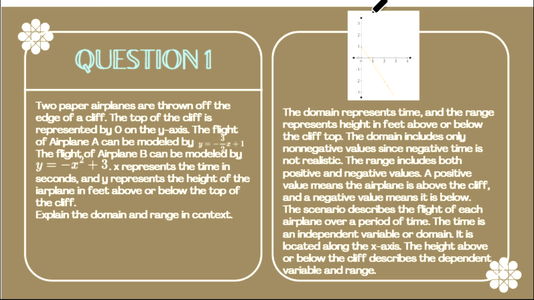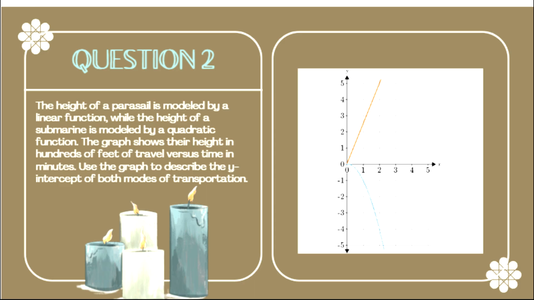The height above or below the cliff describes the dependent variable and range. The y-axis, the range, changes depending on what your airplane's doing, how high you throw it, what kind of airplane you made, all that jazz.